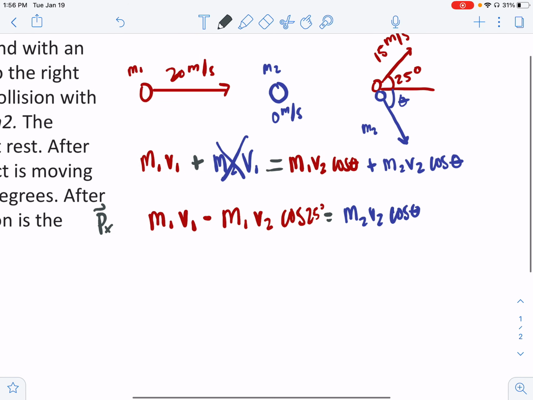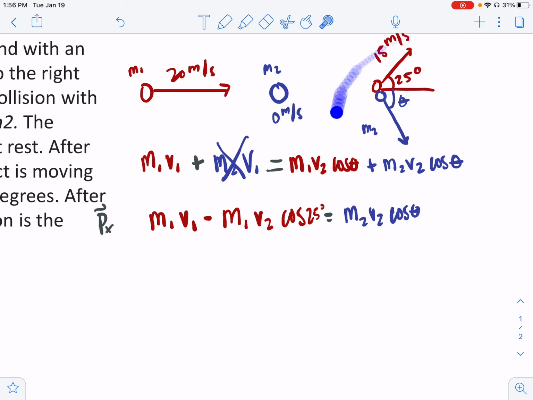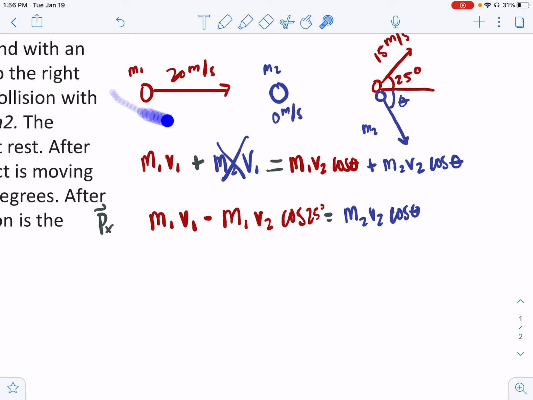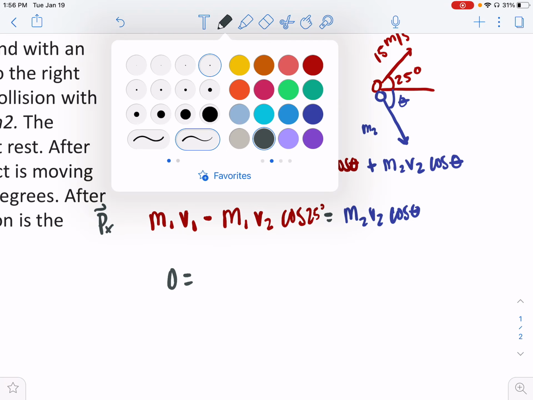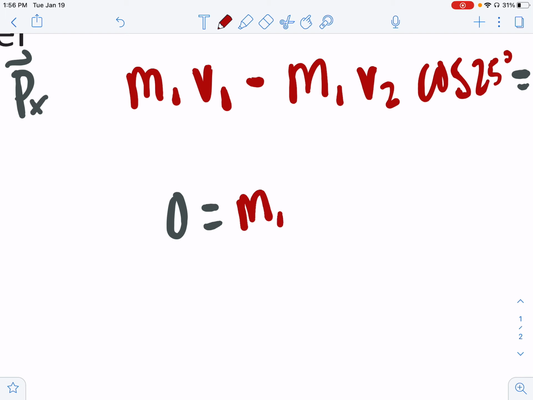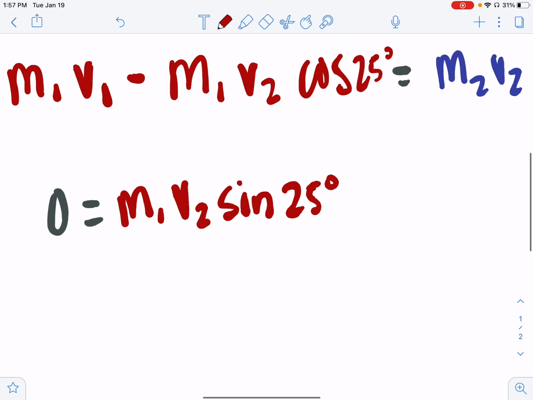But we also know that there's a total conservation of momentum, not just in the x direction, but also in the y direction. So we're going to do a similar statement, but for the y direction. When we start, there is no y movement, so we know the initial is set equal to 0. The final then would be m1 v2 sine, and I'm going to put in 25 because we know that it's 25.